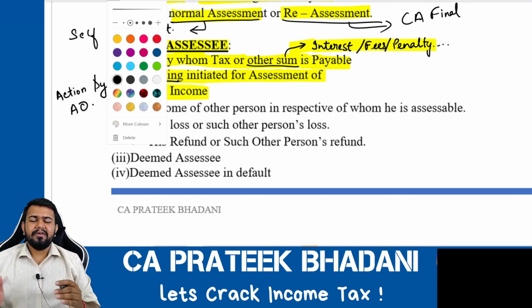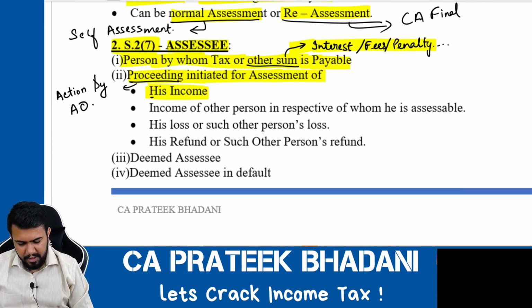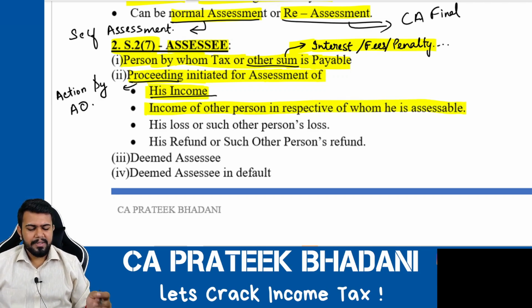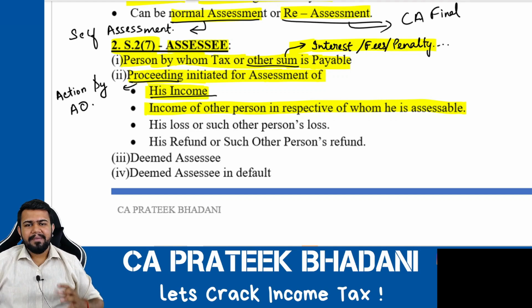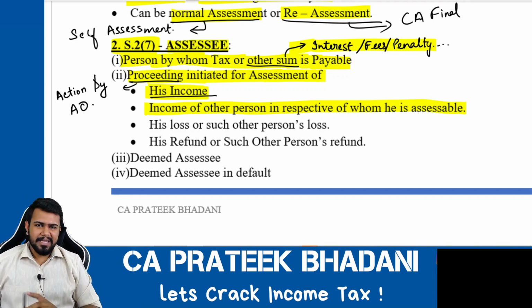Hence, when the assessing officer comes and takes an action on any person, that person will become an assessee on his income. Next, proceeding is initiated for the assessment of income of other person in respect of whom he is taxable. Sometimes it might not be necessary that only I am responsible for my own income. I can be responsible for some other person's income as well.